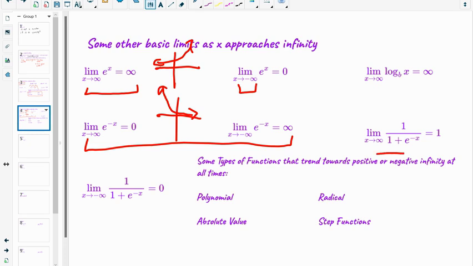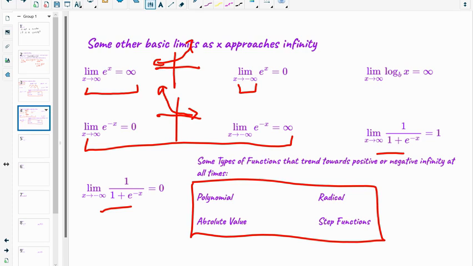The logistic function is trending towards 1 as x approaches infinity, and then trending towards 0 as x approaches negative infinity. These are the same as were on the previous slide, so you don't have to write those down again.